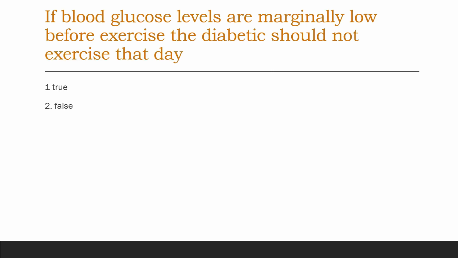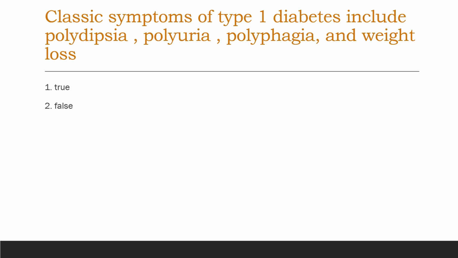If blood glucose levels are marginally low before exercise, the diabetic should not exercise that day. The option is false, because only if the blood glucose levels are very low on that day should the diabetic not exercise, because of the hypoglycemic condition, and also the patient needs a high glucose level for the skeletal muscle to work. Next question. Classic symptoms of type 1 diabetes include polydipsia, polyuria, polyphagia and weight loss. The correct option is true.